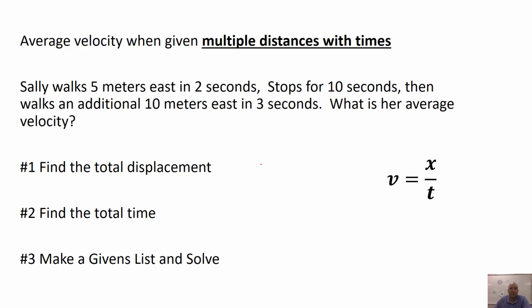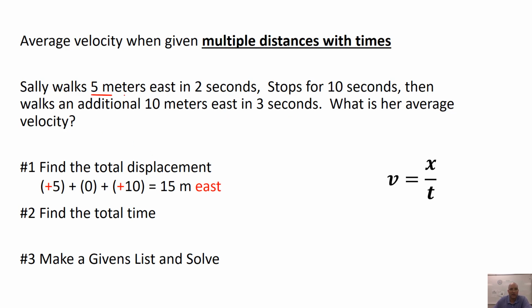Okay, and occasionally you're going to have multiple distances and times. So here we have Sally walking 5 meters east in 2 seconds. She stops for 10 seconds. Then walks an additional 10 meters east for 3 seconds. What's her average velocity? If you ever have this, you're just going to go ahead and find the total displacement.